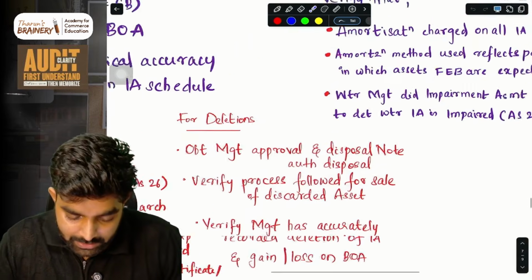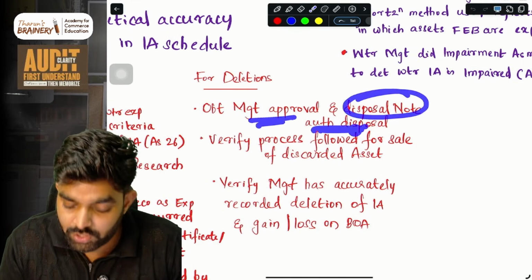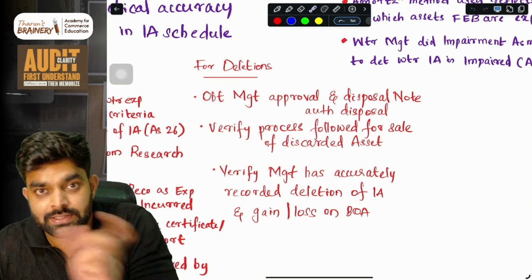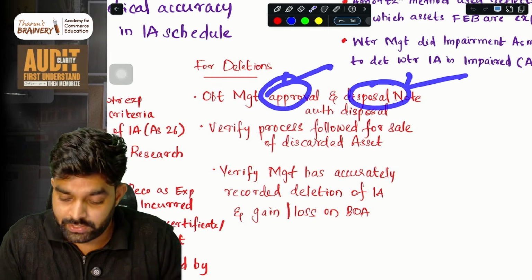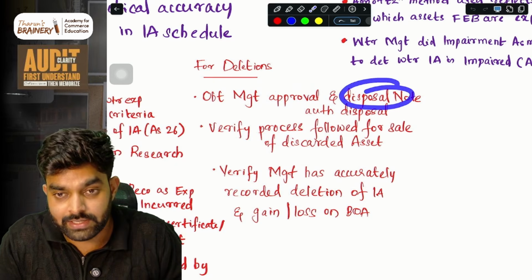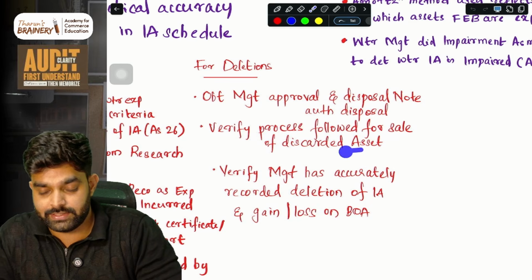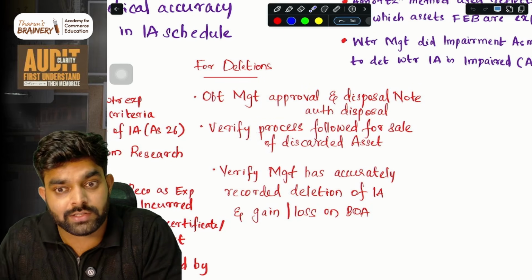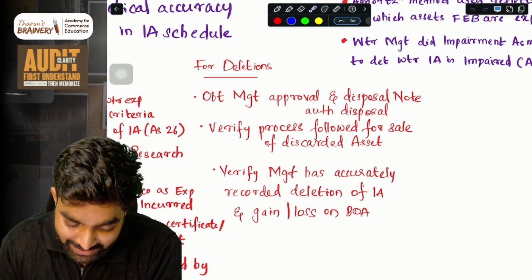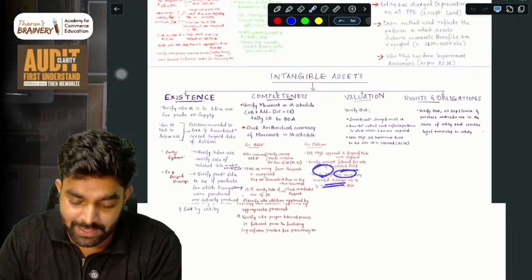No. Then for deletions, how will you check? Obtain the management's approval and disposal note authorizing the disposal. That is, if one intangible asset is deleted, then management needs to approve it and give a disposal note. There it was a discard note, here it is a disposal note. Verify what is the process for selling that intangible asset, the discarded asset, how they are selling it. What is the process they are following? Are they listing on OLX or showing an ad, or what is the process? Then verify the management has accurately recorded the deletion and gain or loss. Same thing.